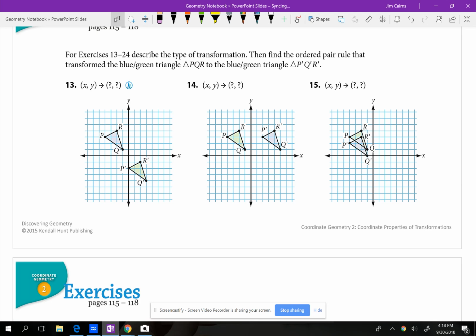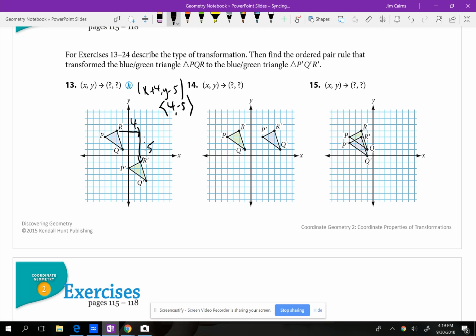Well, 13 looks to me like a translation, just kind of moving somewhere. So let's see what we got. We got over here and over here. So 1, 2, 3, 4. 1, 2, 3, 4, 5. So this would be x plus 4, y minus 5, or in vector form like this.